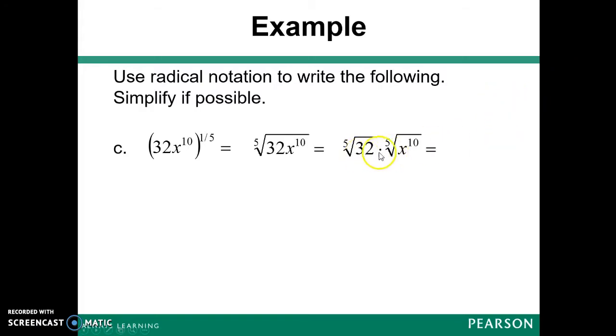All right, here I'm using that multiplication property. I'm saying, well, that's the 5th root of 32 times the 5th root of x to the 10th. I used to teach it this way. 32 is the same as 2 to the 5th power, and taking the 5th root of something to the 5th power undoes each other, so it leaves you just 2.